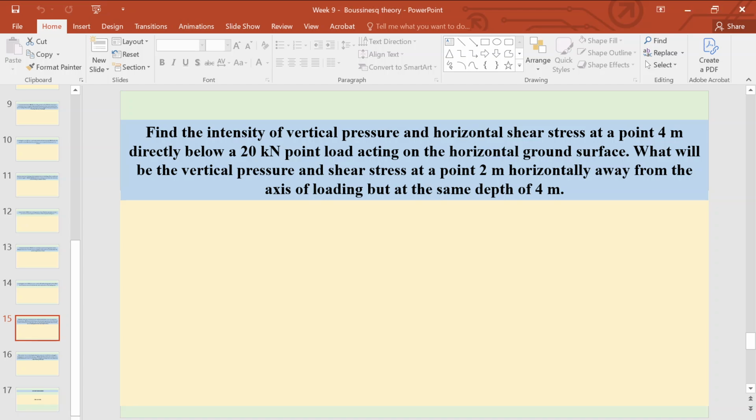Find the intensity of vertical pressure and horizontal shear stress at a point 4 meter directly below a 20 kilonewton point load acting on the horizontal ground surface. What will be the vertical pressure and shear stress at a point 2 meter horizontally away from the axis of loading but at the same depth of 4 meter?